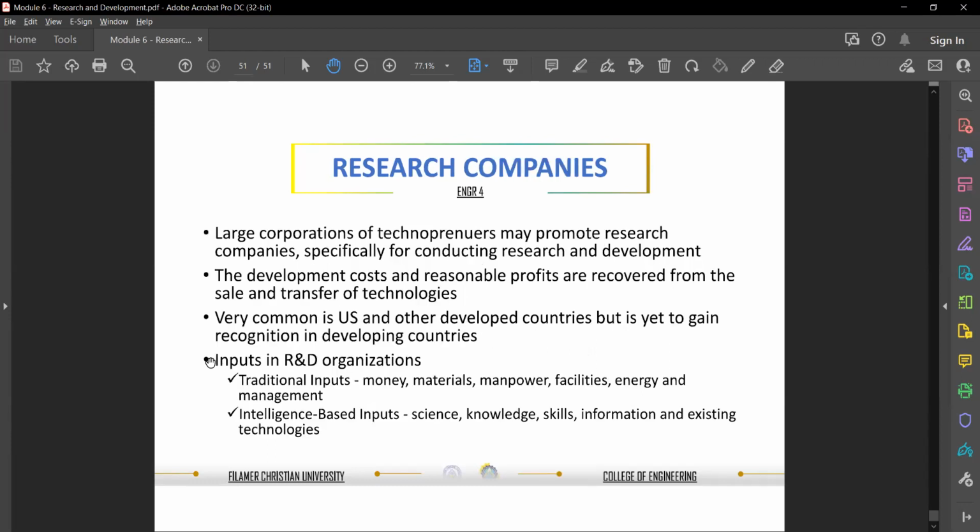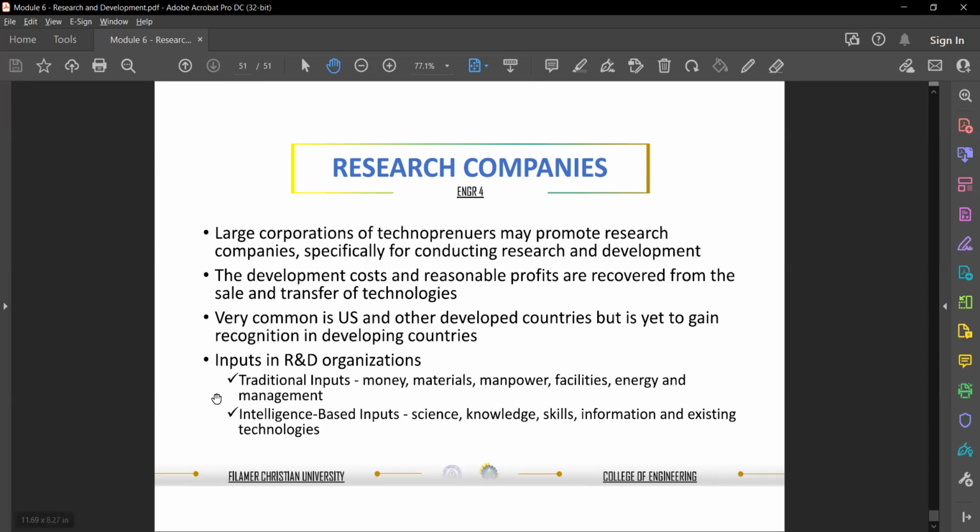And then research companies. So meron din separate, di ba? So ito yung mga external research companies. Ayan. So large corporations of technopreneurs may promote research companies specifically for conducting research and development. So the development costs and reasonable profits are recovered from the sale and transfer of technologies. So this is very common in US and other developed countries but is yet to gain recognition in developing countries. So I'm not sure if dito sa Philippines meron ng ganito, but of course with the help of the government, no, like especially the DOST.